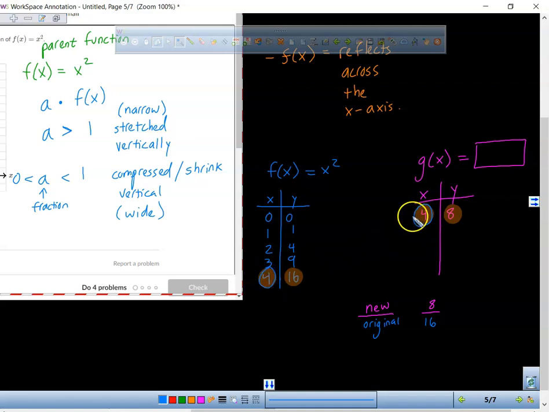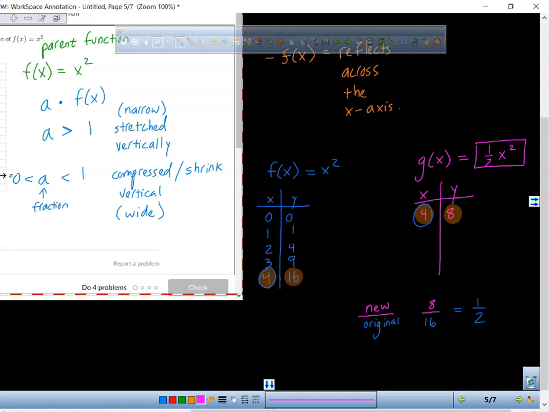See how these x's are the same, but the y's are different now? So check this out. 8 over 16 reduces to 1 half. So watch this. My new function, everybody, is 1 half x squared. That's my new function, 1 half x squared. This is not the only problem that I'm doing. I'm going to do multiple problems. Some of them will be really, really easy. This is kind of the harder one. You've got to figure out the function that goes with it.